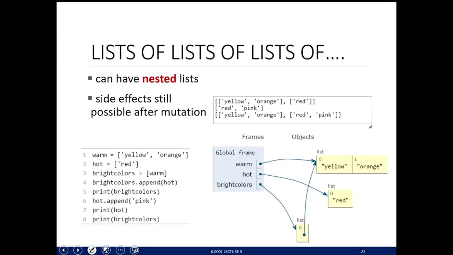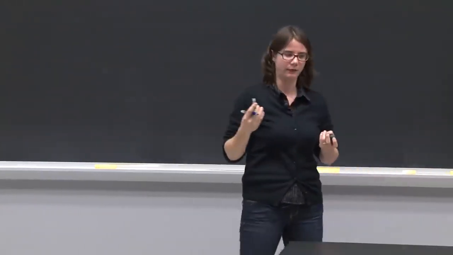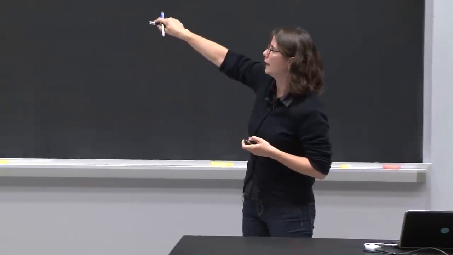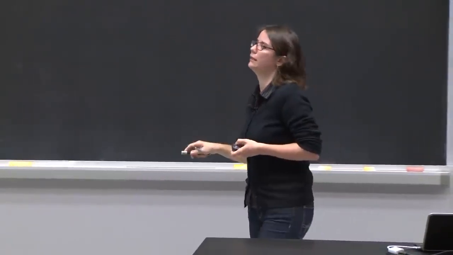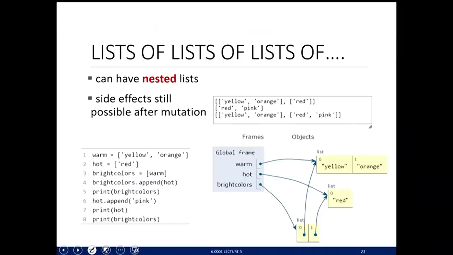Okay. Then I append hot to my bright colors. So the next element here is going to be another list, which means it's just pointing to this other list here. It's not creating a copy of it. Okay. So each one of these elements here is actually just pointing to these 2 lists here. So if I modified either one of these, then bright colors would also be modified. So let's say I add pink here to my hot list. We have red and pink. Then notice that bright colors, the first element points to this list, and the second element points to this list, which I've just modified.